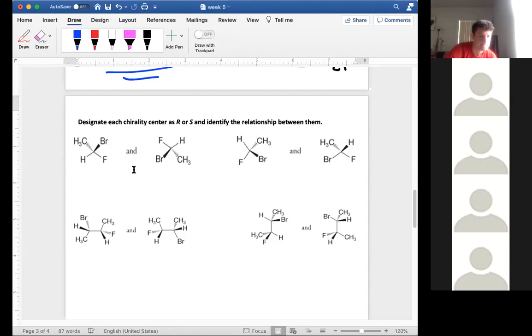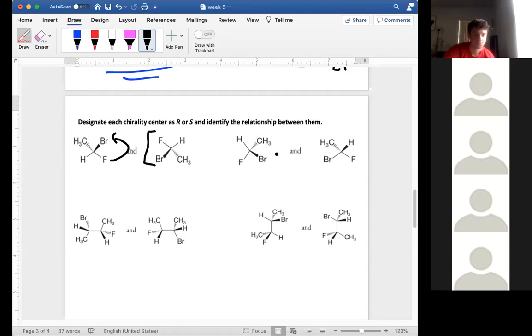Yeah, so if you were to just keep everything on the plane and rotate this 180 degrees, you would get this. R and S stay the same, nothing else changes, the connectivity or dashes and wedges, it's just rotated, right? So they'd be the same molecule.